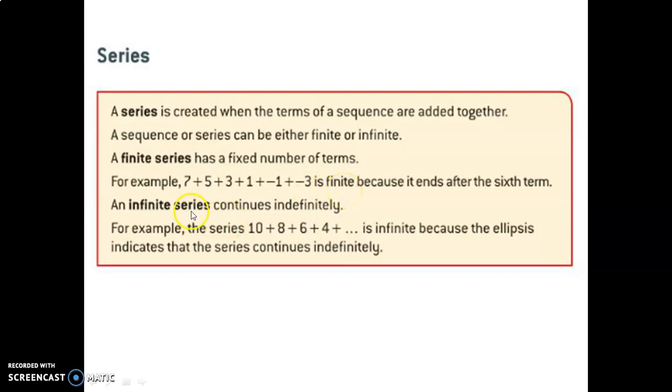An infinite series continues indefinitely. For example, here's one. We have 10 plus 8 plus 6 plus 4 plus ... Those ellipses there mean this will go on forever. So again, if this was a sequence, you would just have 10, comma, 8, comma, 6. But we're adding the terms now, therefore it's now a series, and it goes on forever. It is infinite.